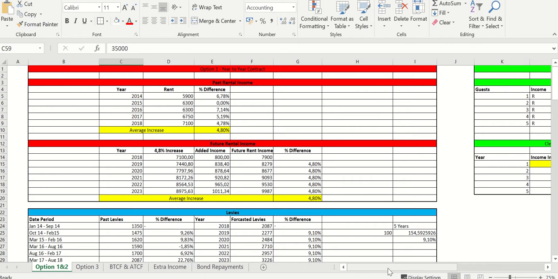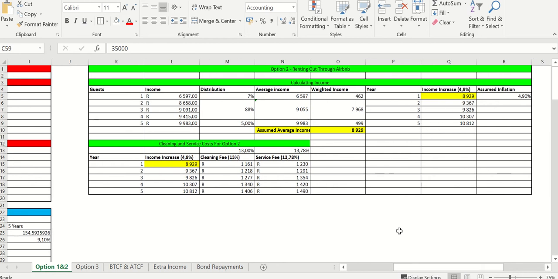With the Airbnb or option 2 income, these are estimated rental incomes from Airbnb. It was, however, also found out that only 7% of the time you get one tenant staying for one night, and 88% of the time it's between 2 and 4 people. So I used these percentages as a weighting.